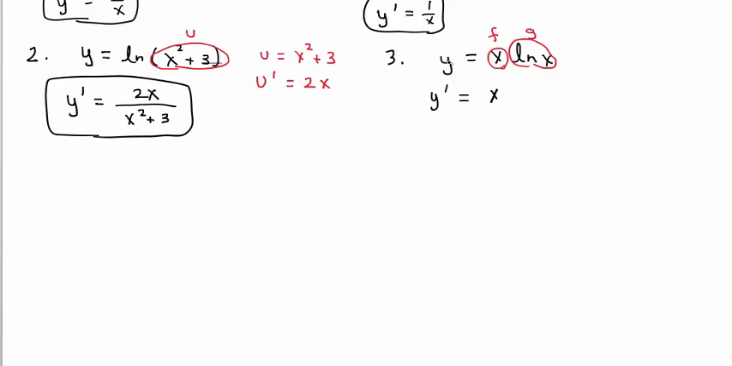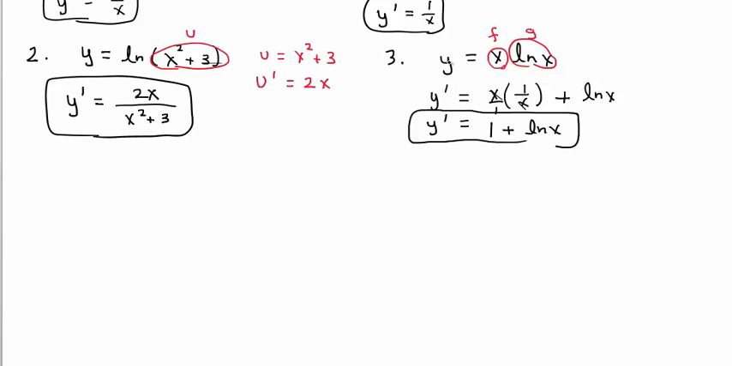So f times g prime, well, g prime is 1 over x, plus g, left alone, times the derivative of x with respect to x, which is just 1. Well, I have a little bit of algebra I can do. This right here, it's going to clean up to 1. It needs to be there. It doesn't disappear. 1 plus ln of x. So we're combining the product rule with our new differentiation rule of the ln function.